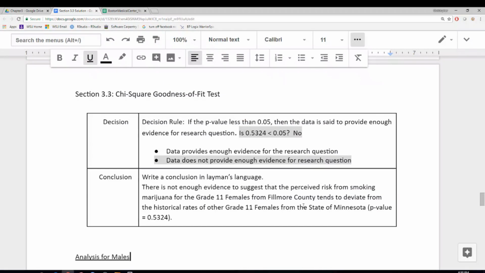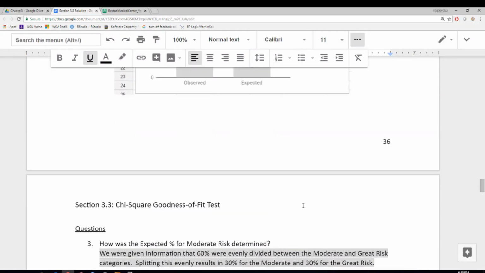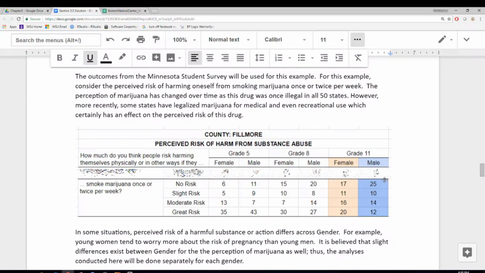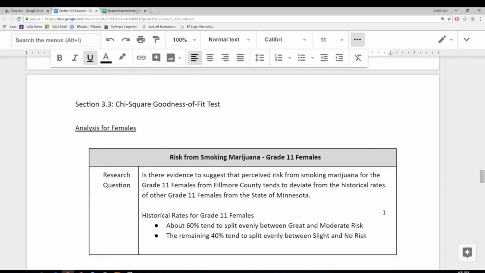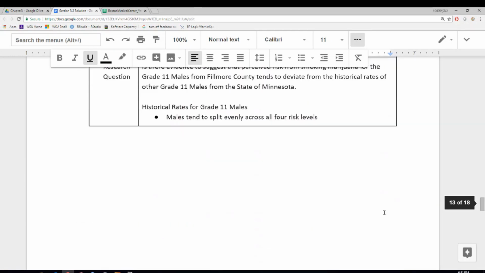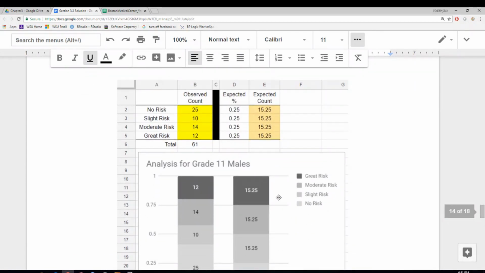So I need to take the data from the males. Let's go back up here and look at the original data. The data from the males was 25, 10, 14, and 12. I need to put that into my spreadsheet. So I did that. There's the 25, 10, 14, and 12. There were a total of 61 males from Fillmore County that participated in this survey for this particular year.